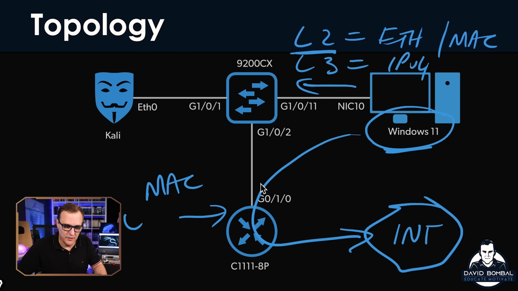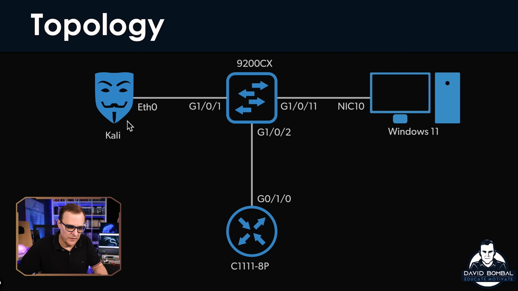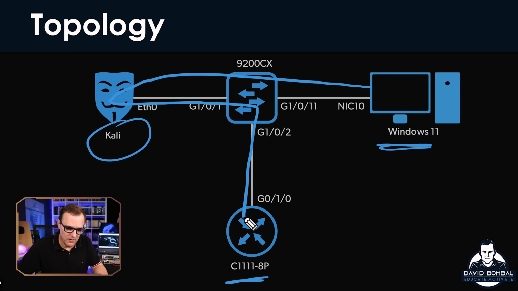And what we're going to do in this topology is hack that so that the Kali Linux machine replaces the MAC address used by Windows 11 to get to its default gateway. So what's essentially going to happen is traffic is going to be sent via Kali to the router to get to the internet, allowing us to sniff all usernames and passwords and any other traffic that's sent in clear text.